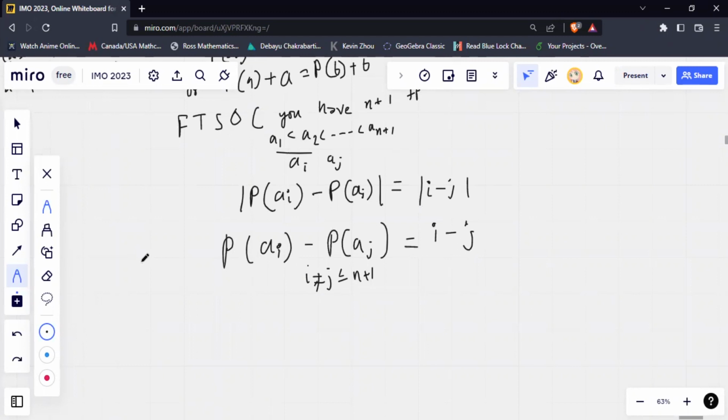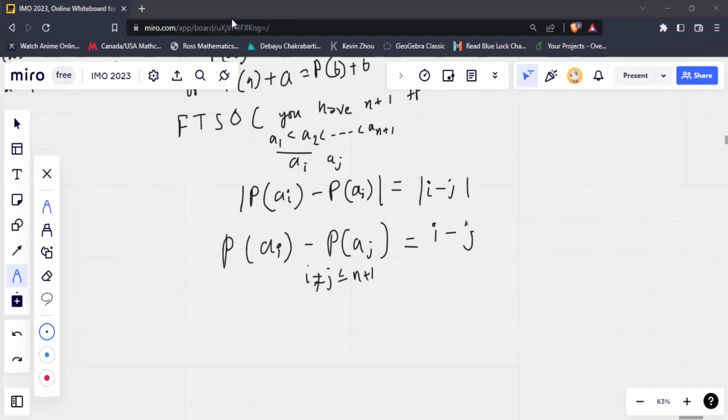What can you think of? There can be something like a parity contradiction, or a lot of things can happen. But what looks the most natural? More than n roots. Sorry, I didn't hear you.